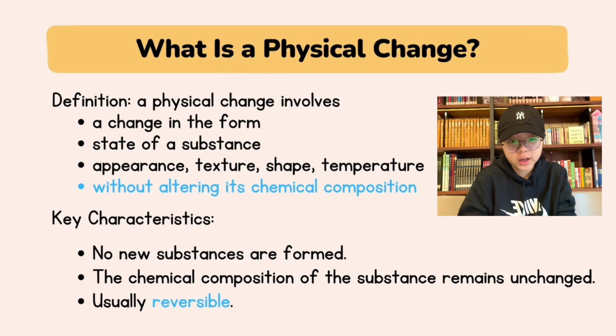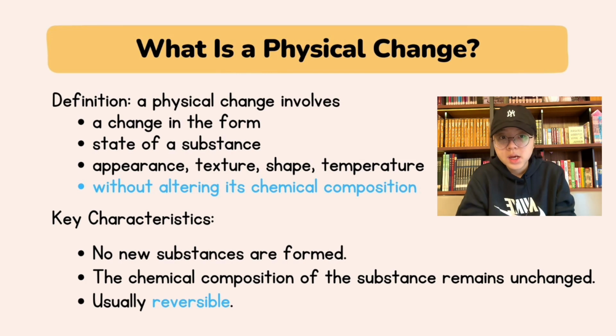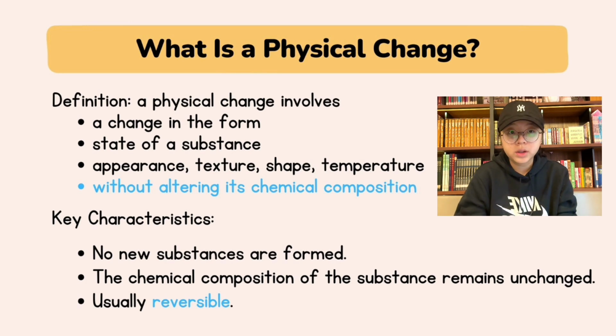The definition of a physical change is a change in the form, state, appearance, texture, shape, or temperature of a substance without altering its chemical composition. Key characteristics include: no new substances are formed. The chemical composition of a substance remains unchanged, and the change is usually reversible.